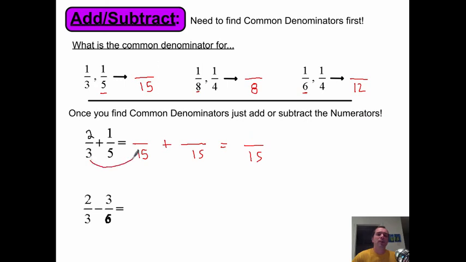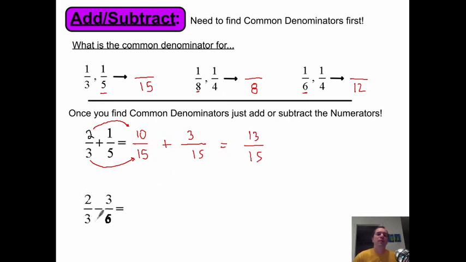So how does 3 go into 15? I multiplied it by 5. So the top has to get multiplied by 5 too. And 2 times 5 is 10. 5, how does it go to 15? Well, 5 times 3. So the top, 1 times 3, is equal to 3. And now that we have them, we just add them together. 10 plus 3 is equal to 13 over 15.